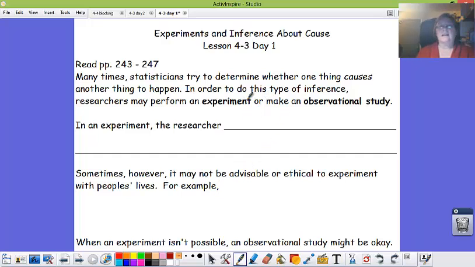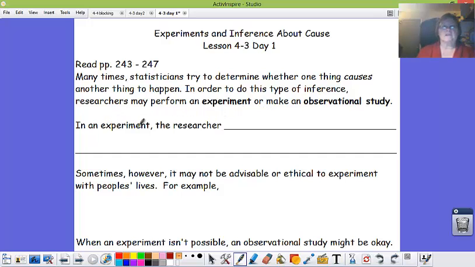As we're trying to decide as statisticians whether one thing actually causes another thing to happen, that is a very weighty thing to do, okay? If you're saying that event A causes event B to happen, you better be awfully darn sure that it does. If you're going to do that kind of inference, folks, that kind of supposing, you need to be able to prove your results, and performing an experiment can help you do that. It's also possible that you can prove that using an observational study, and we'll look at both of those today.